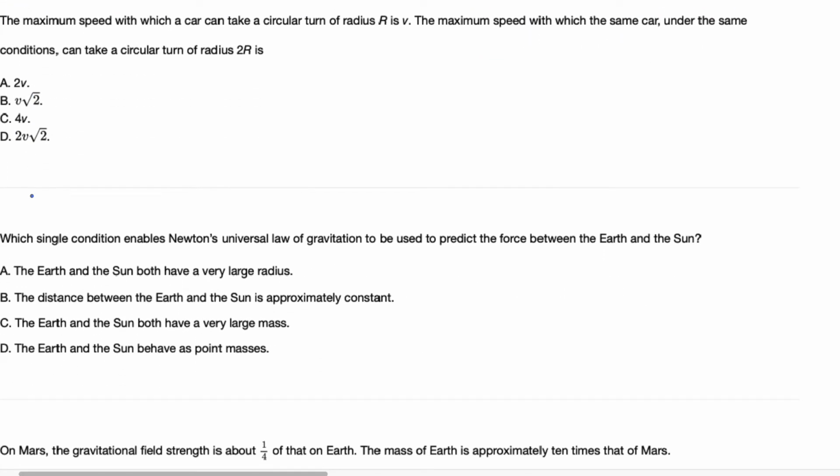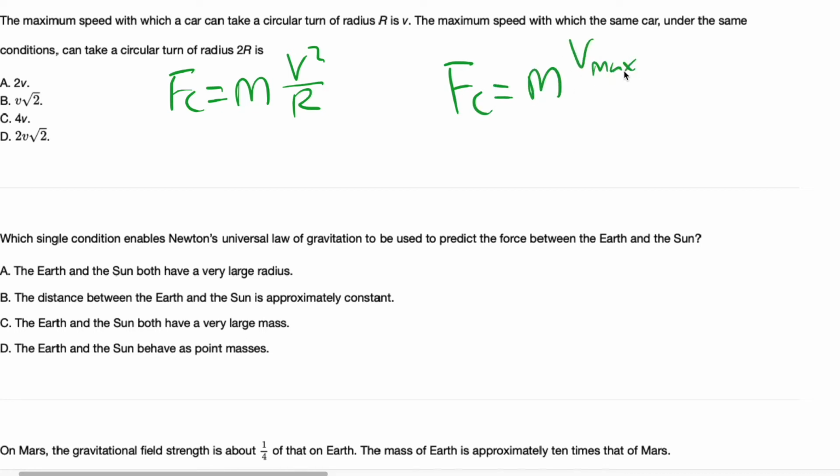The maximum speed with which a car can take a turn of radius r is v. The maximum speed with which the same car under the same conditions can take a circular turn of radius 2r is what? So initially centripetal force is equal to mass times its velocity squared over radius r, and now we know the radius has changed. So it's going to be equal to mass times maximum velocity squared divided by 2r.